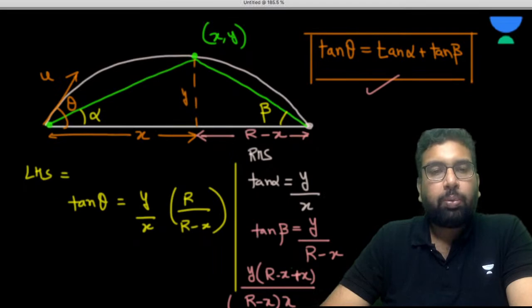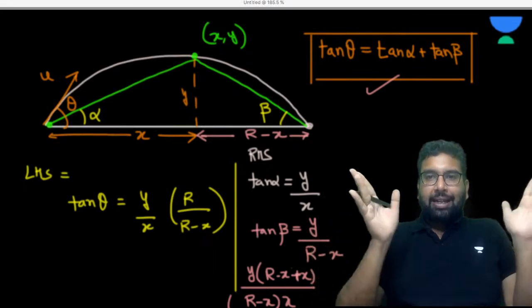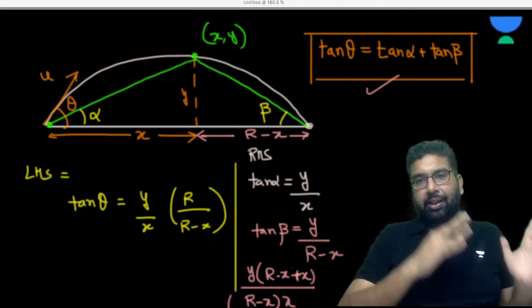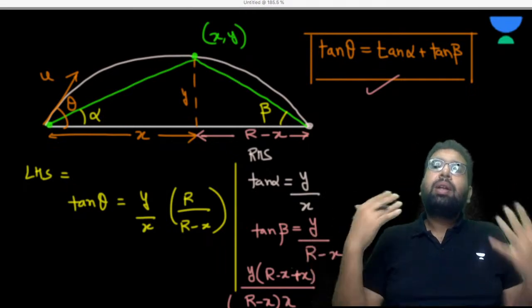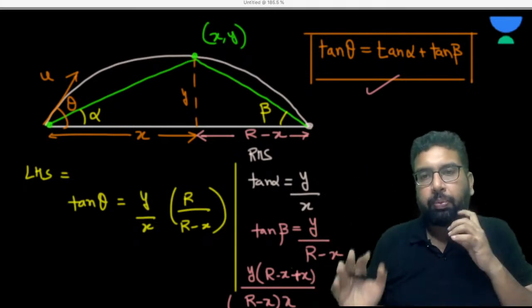So you may have it in your mind: if you know the tan theta and the initial position, sometimes it helps you to find the coordinate of any position.